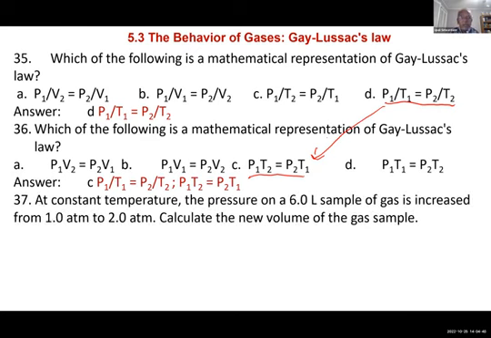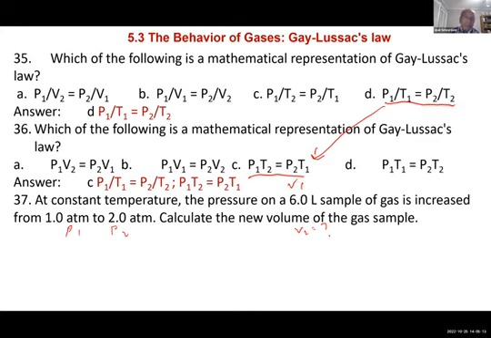At constant temperature, pressure of a 6-liter sample is increased from P1 here to P2 here, V1 here. What is the new volume? You are asking for the new volume. So this is a Boyle's law calculation.